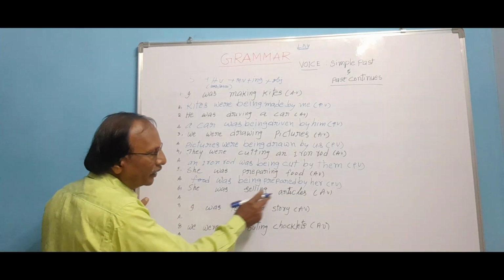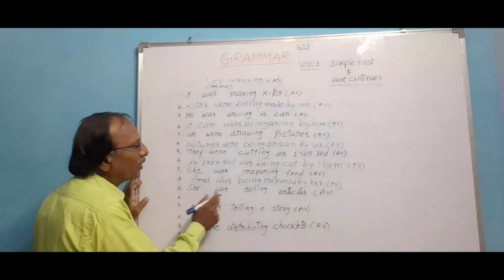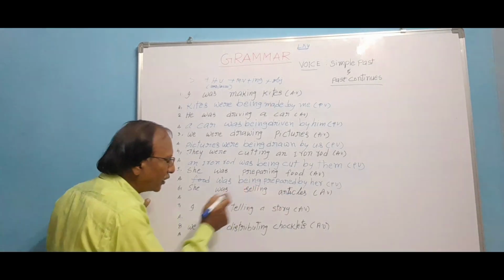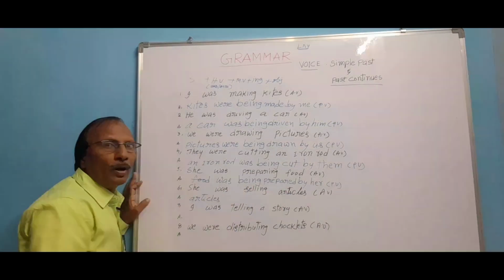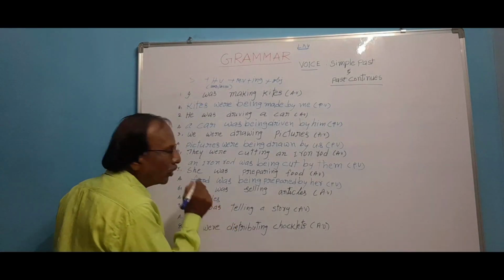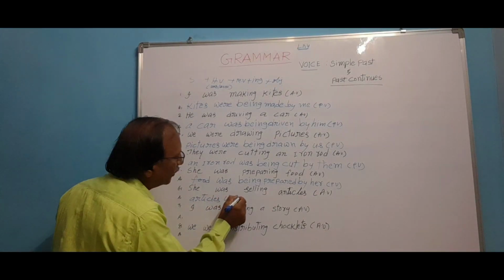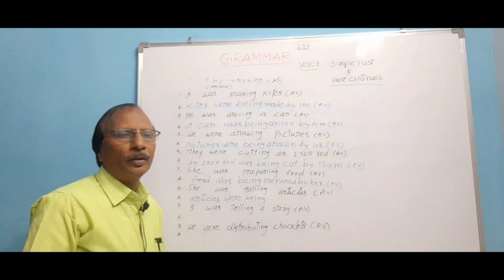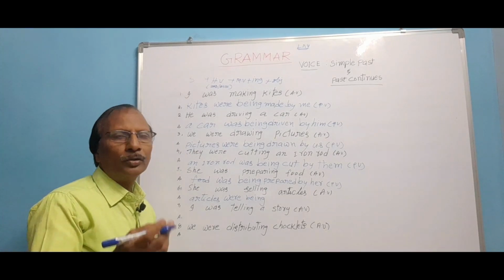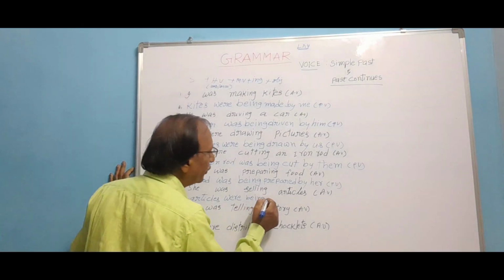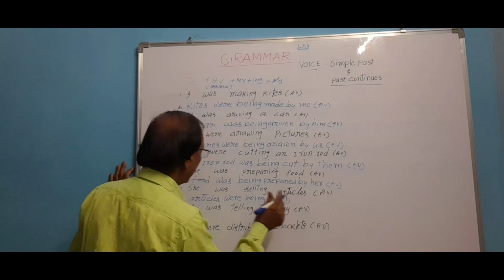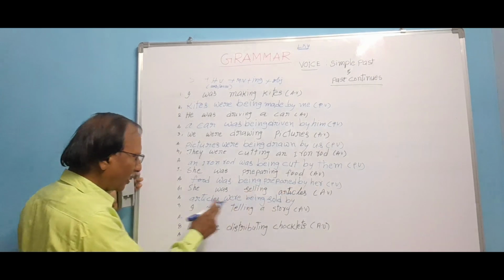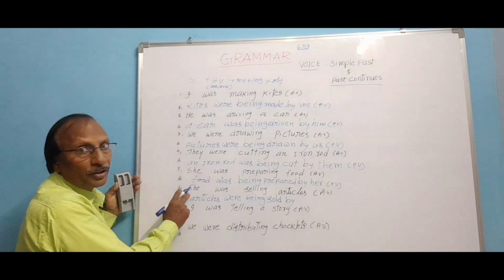She was selling articles. She subject, was selling verb, articles object. Articles plural form, that is why were. Articles were being, sell, plain verb, V3, sell, sold, being sold by. Look here, she was selling articles. Articles were being sold by, she changed into her.